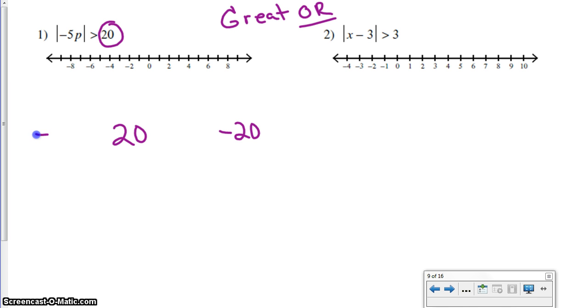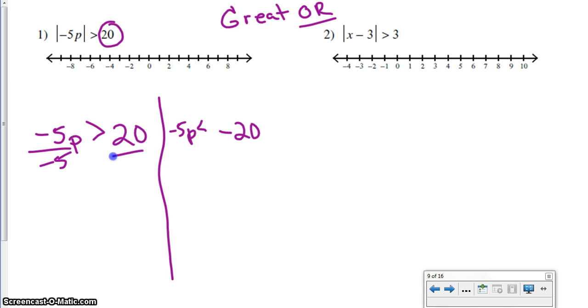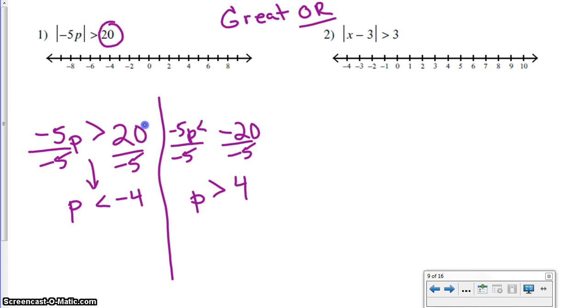Okay, we write the original down, put the greater than, but since you have made this the inverse, you will now make this the inverse. Divide this by negative 5, divide this by negative 5. Oh, wait, p becomes less than negative 4. Divide this by negative 5, divide this by negative 5. Oh, wait a minute, p becomes greater than 4.